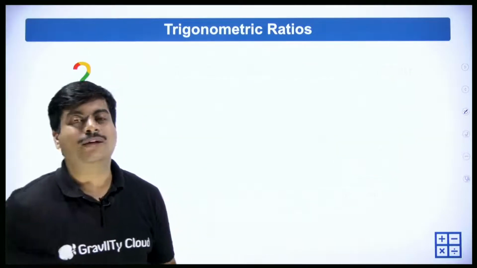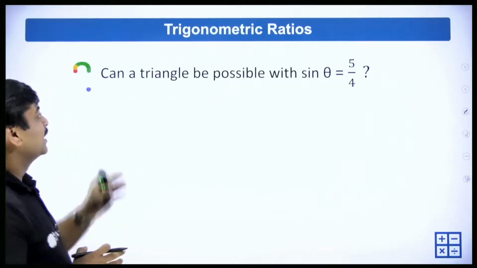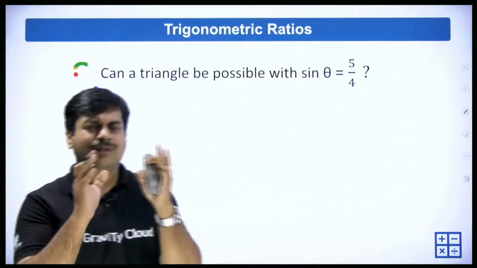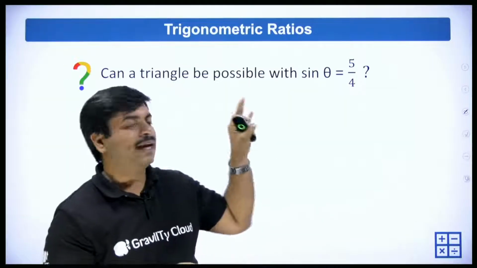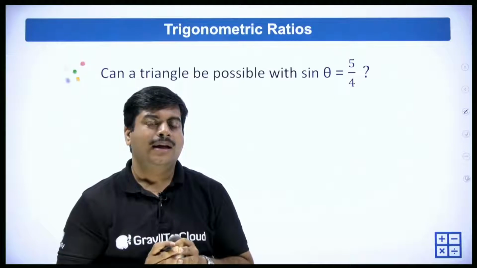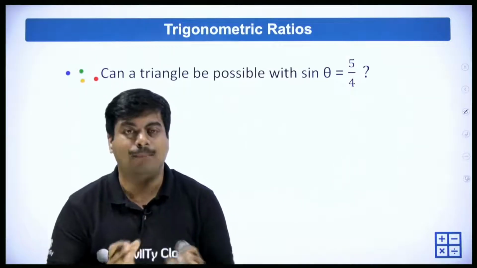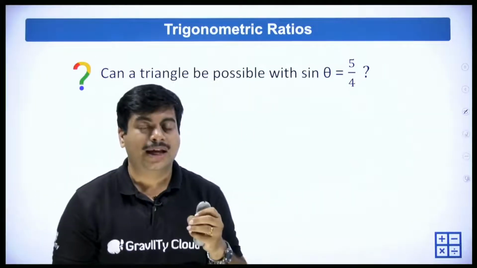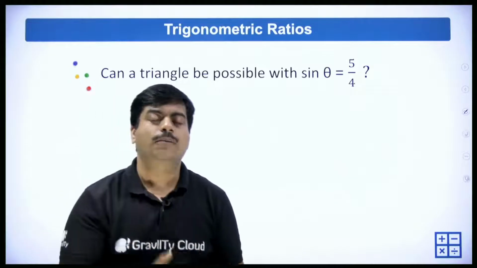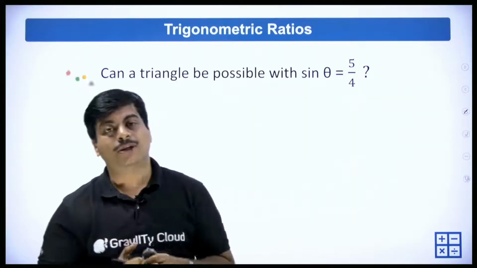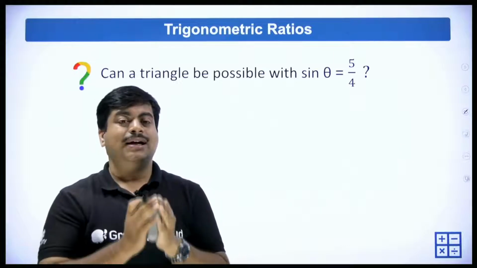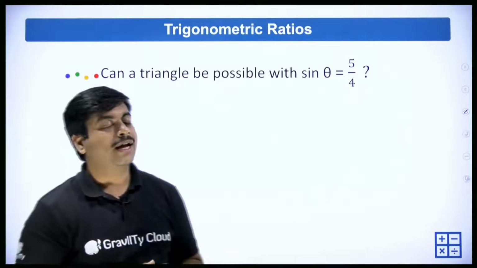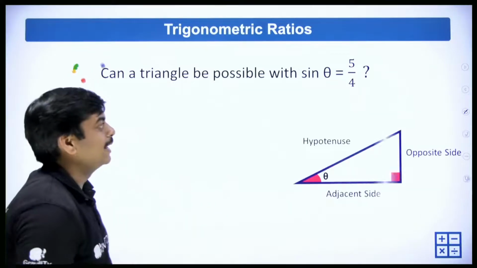Right. So one more question for your understanding. Can a triangle be possible with sine theta equal to 5 by 4? In a triangle, it was given sine theta as 5 by 4. So now the question is, can such a triangle really be possible? If it is possible, it is okay. If it is not possible, just understand why it is not possible and what is the actual concept behind this, why sine theta cannot be 5 by 4. So this one we are going to cover in the next video.